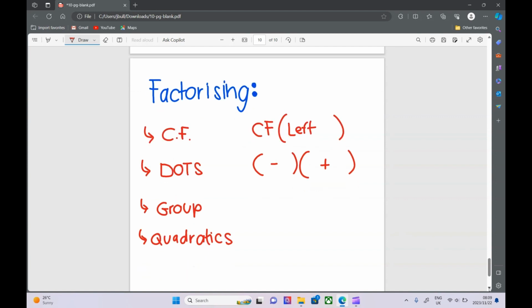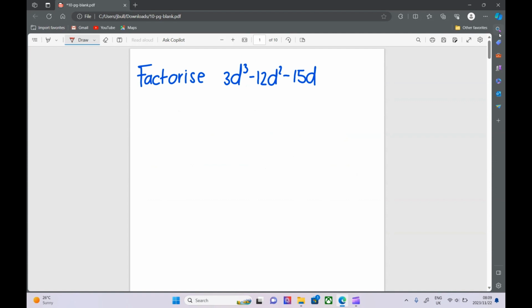There may be one or two other things I might add to this list as we go, but these are the big things we should be trying to look for every single time we see a factorizing question. So we're going to jump into a few and we're going to just try check every single time for these. So common factor, difference of two squares, grouping, or quadratics. Let's have a look. So first of all, factorize this one.